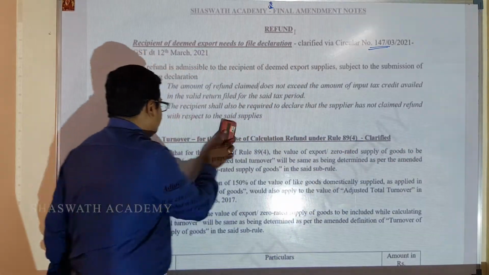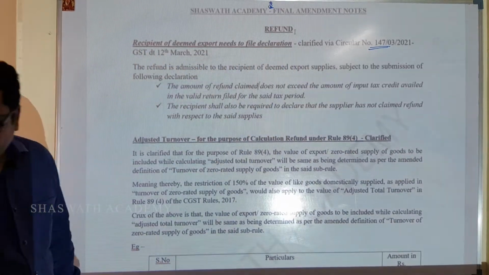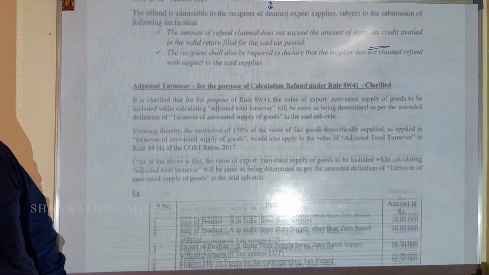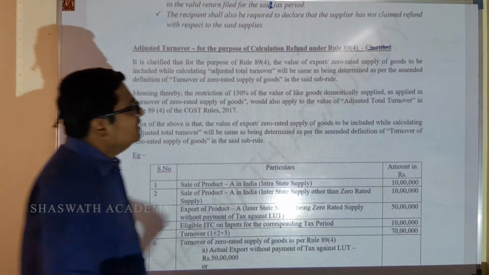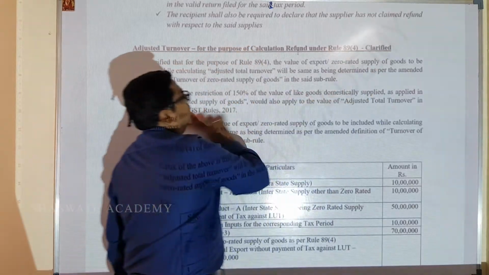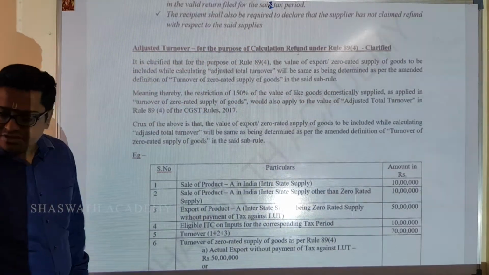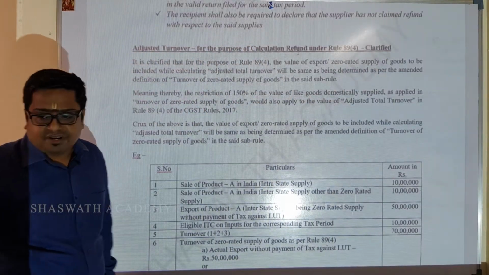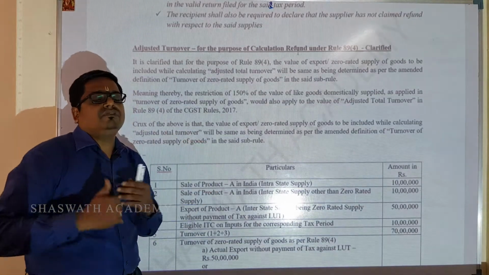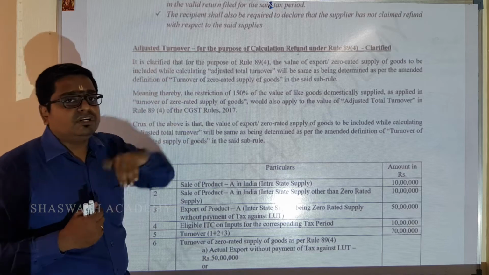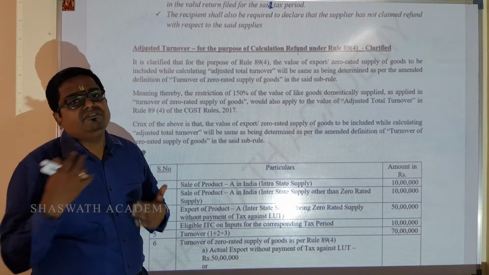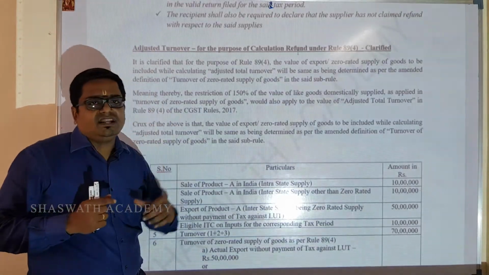Now I'm entering the next and the most important area, which is of greater importance for the examination. What is that? How to calculate turnover of zero rated supply, and how to calculate adjusted total turnover for the purpose of refund, and the formula given under 89.4.